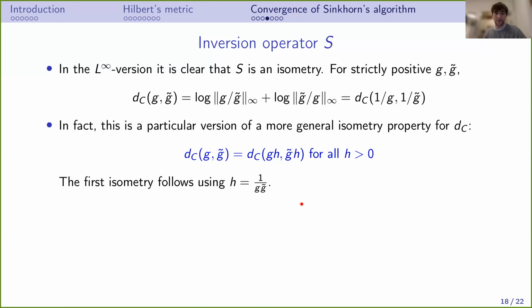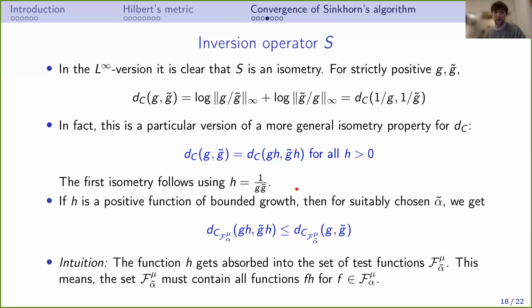So it's very simple, but what I hadn't realized before I prepared this talk is that this property is a generalization of this property, by using the function h as 1 over g times g tilde. So of course, in this case, this term reduces to 1 over g tilde, and this term reduces to 1 over g. And the nice thing is that this isometry property can be generalized to our new version of Hilbert's metric. This is generalized as follows.